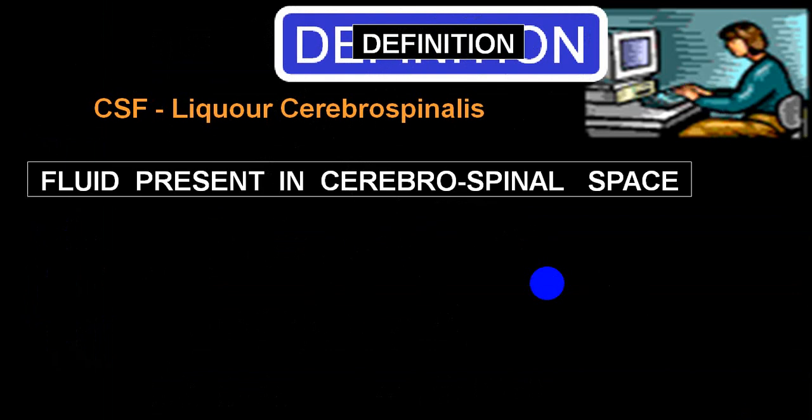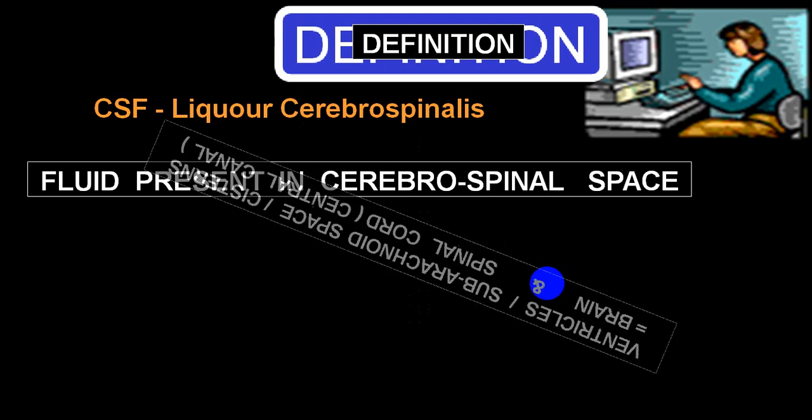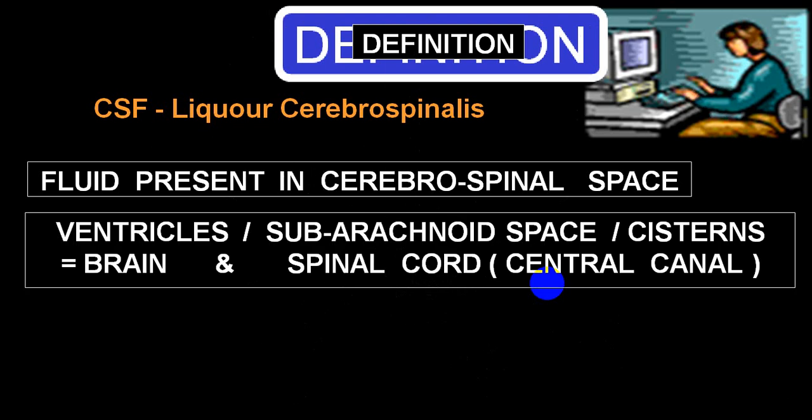CSF is a fluid which is present in the cerebrospinal space, meaning the fluid present inside the ventricular space and surrounding the brain and spinal cord. In the spinal cord it is present in the central canal. So it is present in ventricles, subarachnoid space and cisterna, surrounding the brain, and in the spinal cord, in the central canal and in the subarachnoid space around the spinal cord.